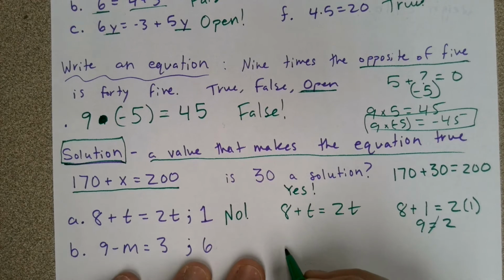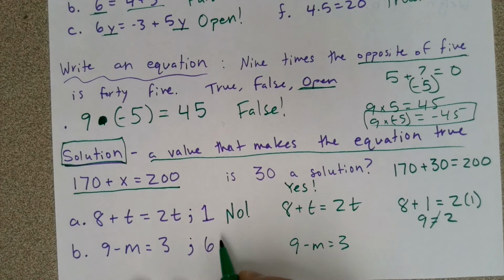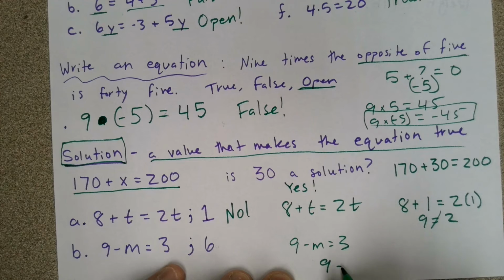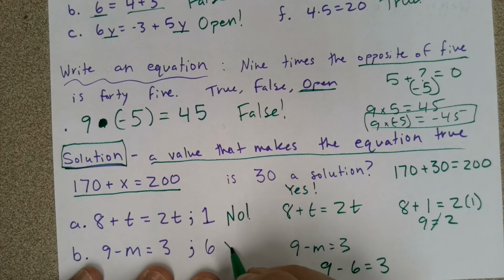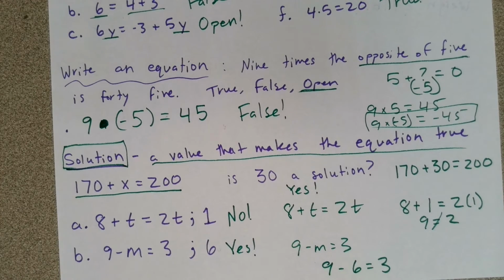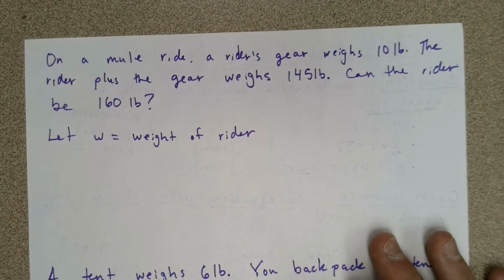So looking at the next one, we have 9 minus m equals 3. I see 6 is after the semicolon, so I plug that in for m. 9 minus 6 equals 3. That does check out. That works. Yes, 6 is a solution. Pretty simple stuff. We're just doing a lot of plugging in. All right, we got a couple word problems, and then that's all I got for you.